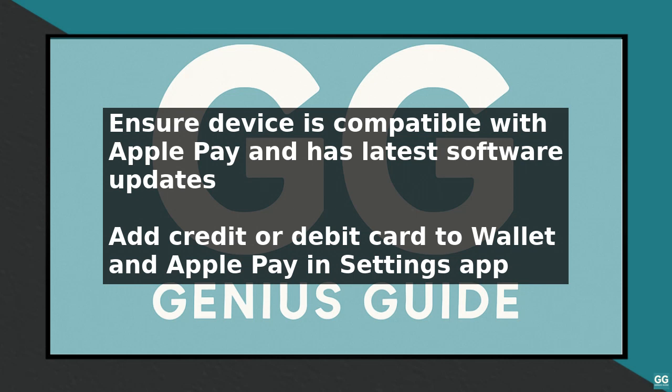Once your card is added, go to the app or website you want to use Apple Pay with and look for the Apple Pay button. Tap the button and review the payment information. Then tap the Pay button to complete the transaction.